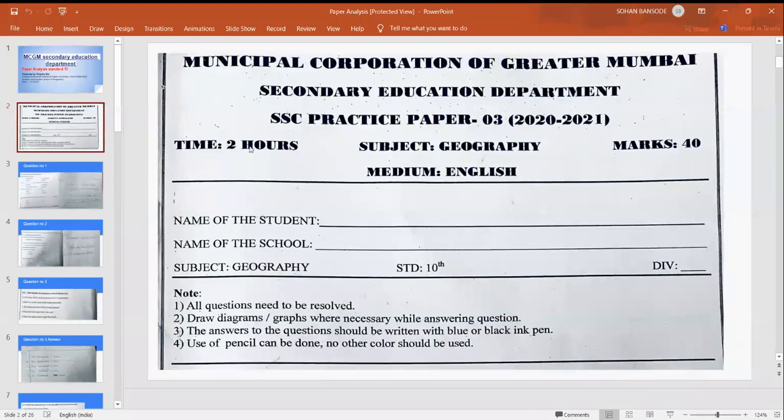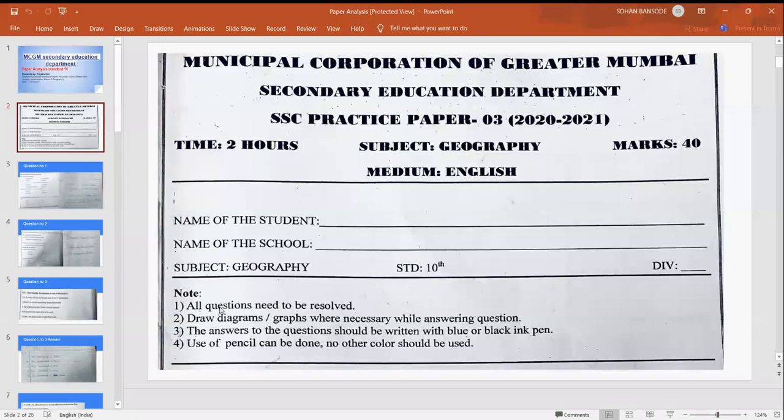Okay, so first of all, this is your question paper which is provided to you today, and this is the front page. Before starting our session, I would like to draw attention to the note which is written over here. That is, all questions need to be resolved. That means all the questions are compulsory, but wherever an 'or' option is given, you have to attempt any one of them, and otherwise you have to attempt all the 7 questions.